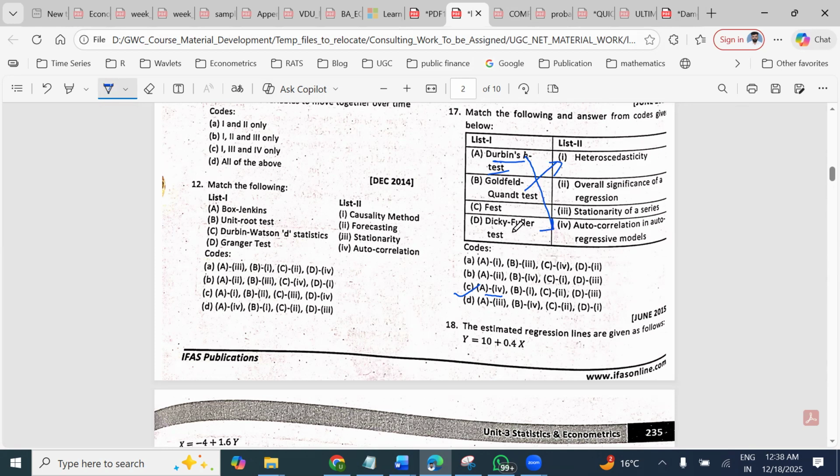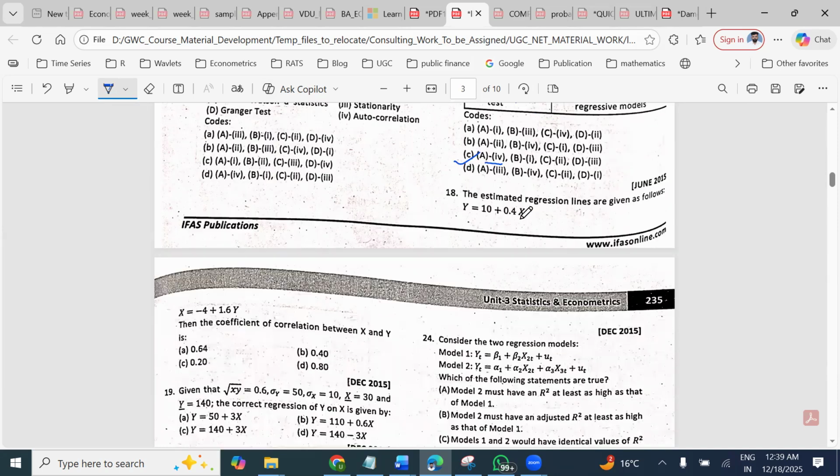Then C is your F test. Here there is an error also. So the F test is done for overall significance of a regression. That also we had discussed. Then the Dickey-Fuller test you already know. Madhusmita, is it clear?